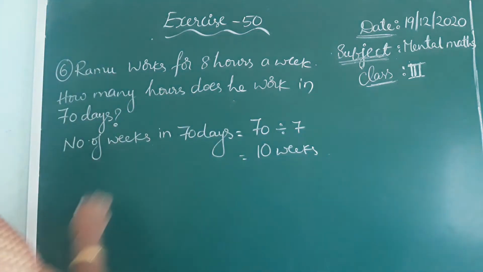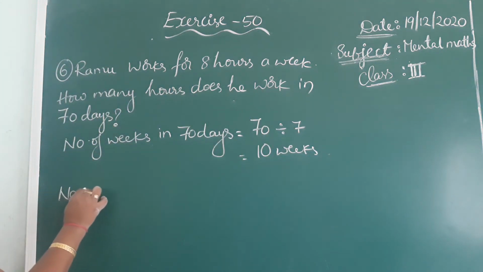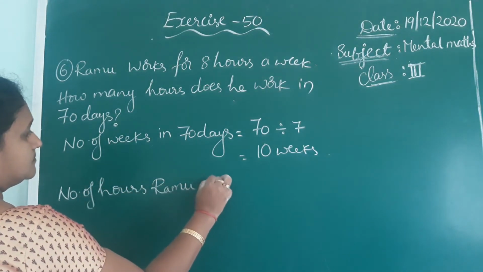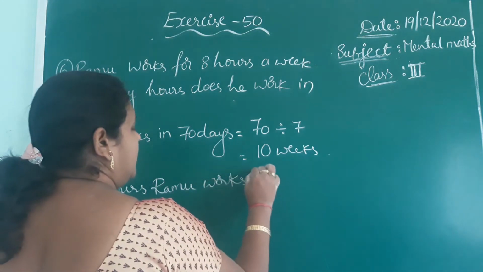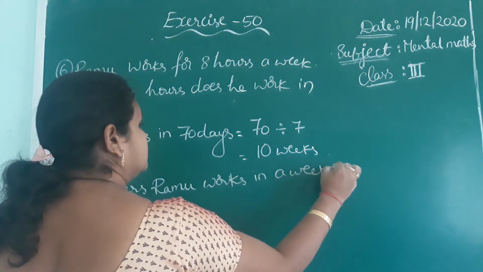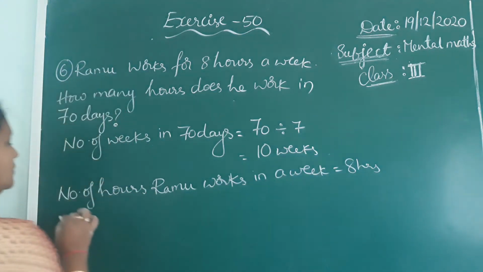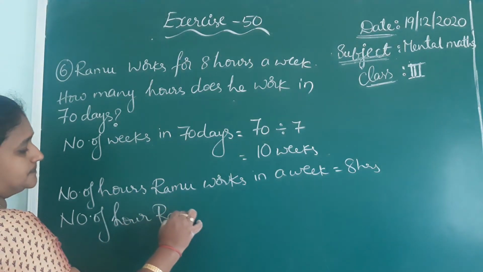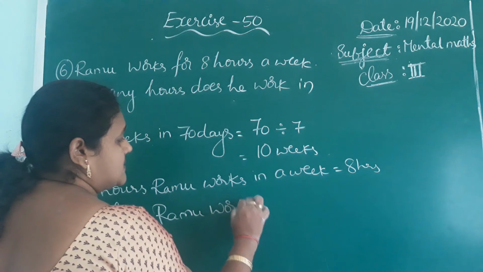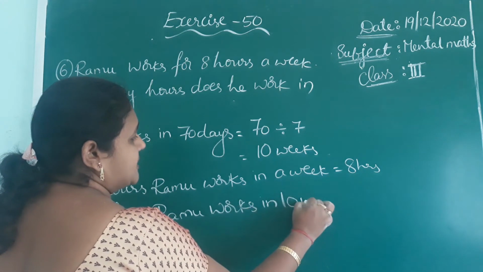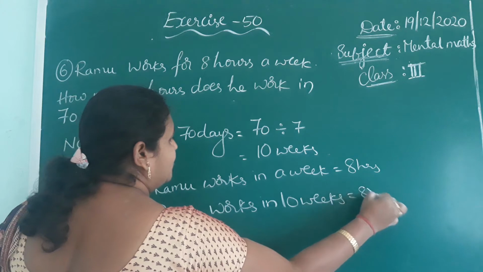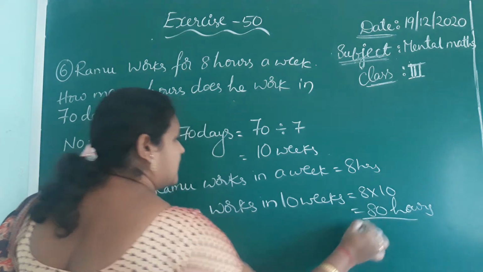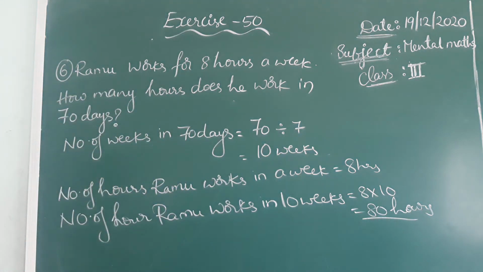They are saying in 1 week, 8 hours. Number of hours Ramu works in a week is 8 hours. So the number of hours Ramu works in 10 weeks is 8 into 10, 80 hours. 80 hours he will work. Okay. See the next one, Nana.